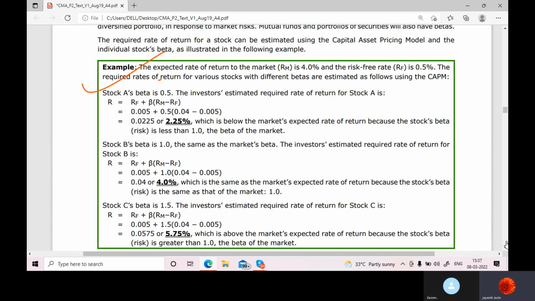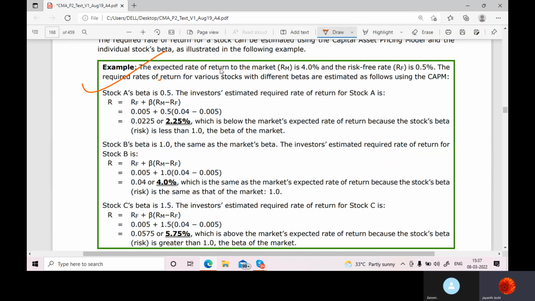Hello. So as you can see, the expected rate of return to the market is this. This is the market return. RFR, risk-free rate, is this. Required rate of return for various stocks with different betas estimated as follows using the CAPM.